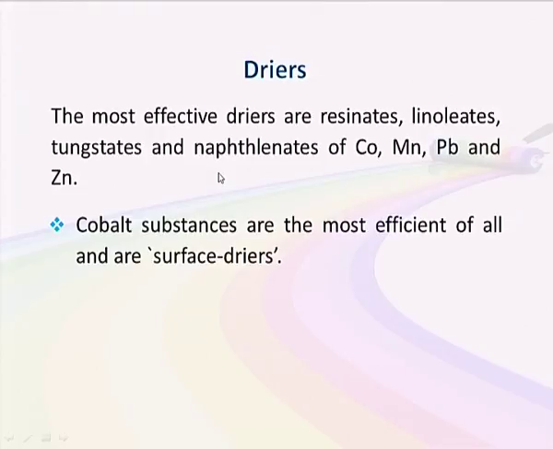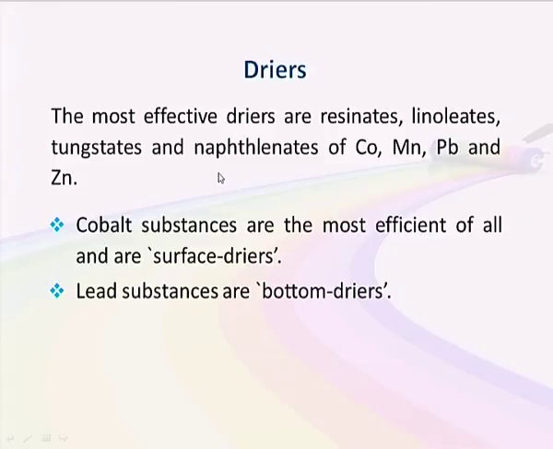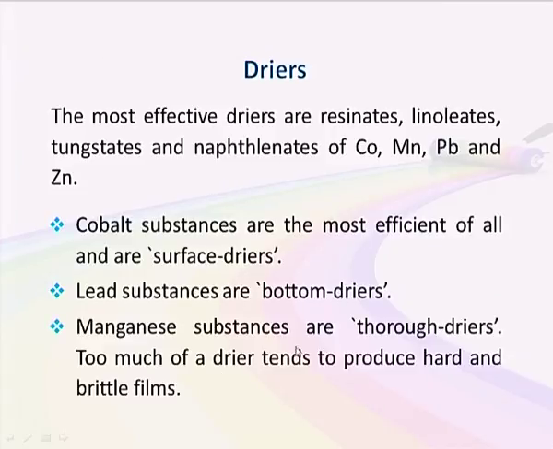Cobalt resinates or linoleates are very efficient of all and they act as surface dryers. Lead substances are bottom dryers and manganese substances are thorough dryers. Now, presence of too much dryer tends to produce hard and brittle film. So, quality of our paint will be affected.